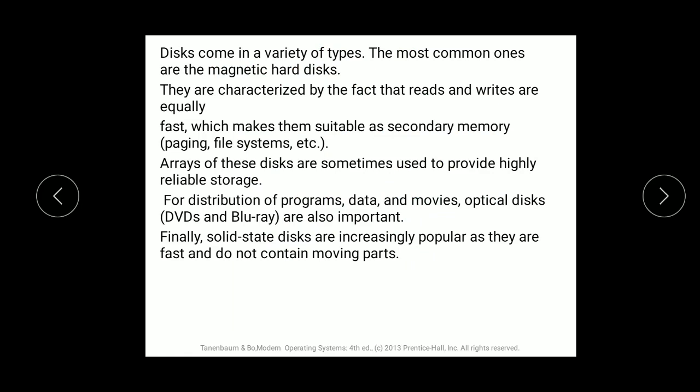Finally, solid state discs are increasingly popular as they are fast and do not contain moving parts. The popularity of these discs is increasing because they have no moving parts. They are fast and reliable, and their data does not get lost.